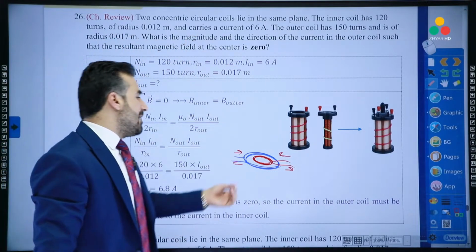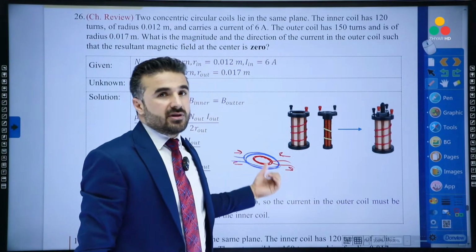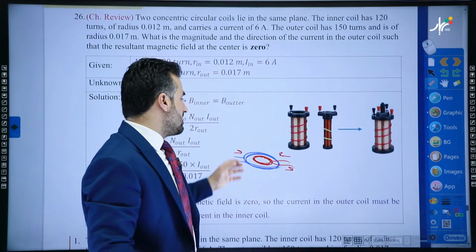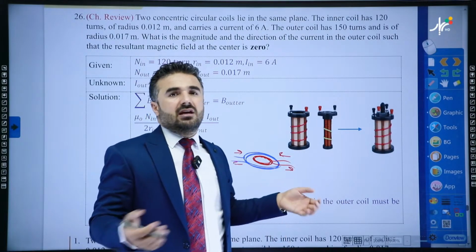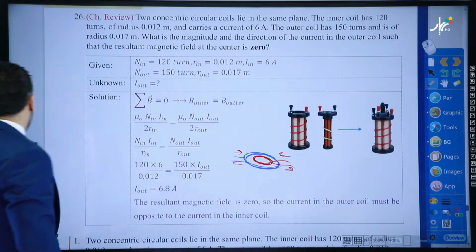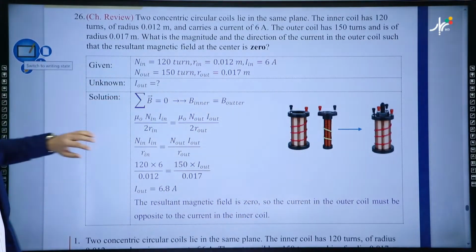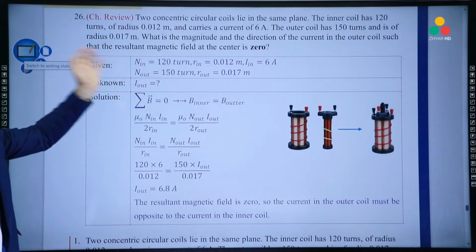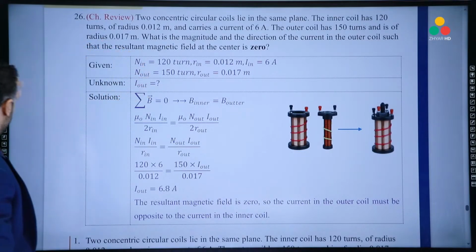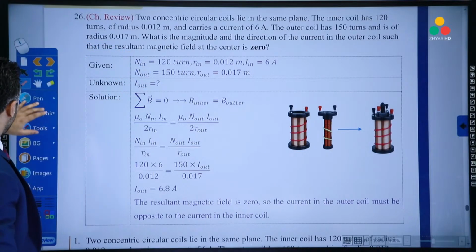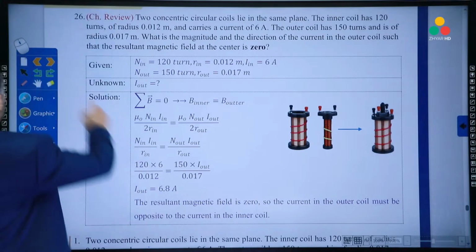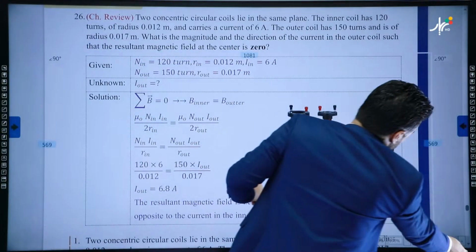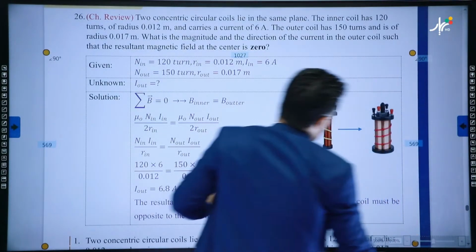By the way, for the magnetic field at the center to be 0, these 2 currents must be in opposite direction. Because if they are in opposite direction, then of course they cancel one another out. But let's solve and find the magnitude of the magnetic field strength for each, and then we can tell what the direction is as well. So let's solve this one too.